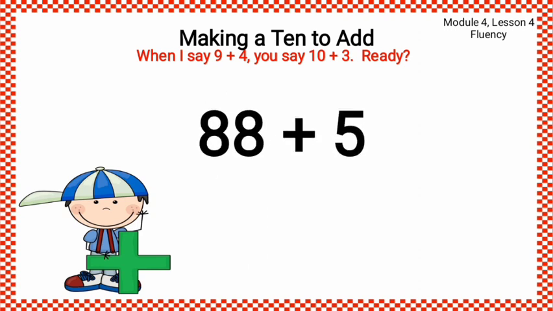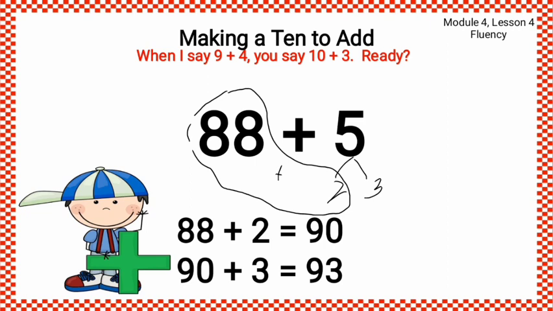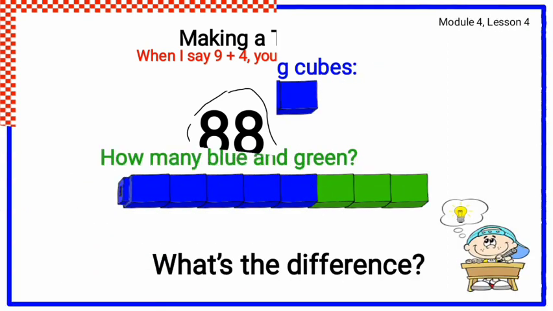88 plus 5. What should I do? Good. Break down 5 into 2 and 3 because 88 needs 2 to make a 10. So when I break it down, I will have 88 plus 2, which is 90. Then 90 plus 3 is 93.